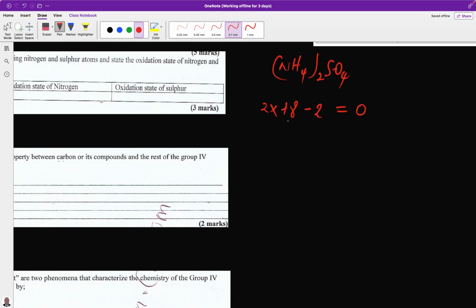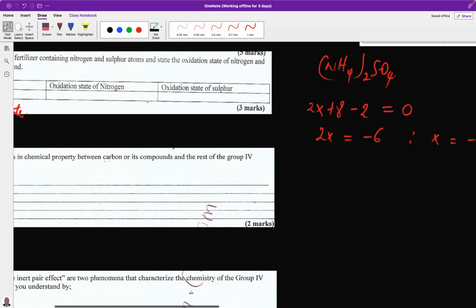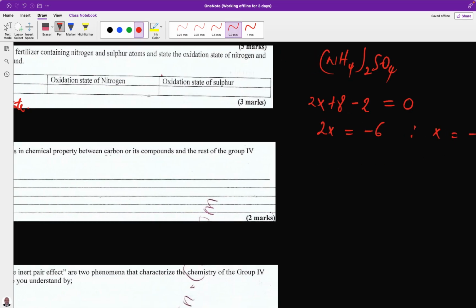Now, if we want to find x, it will be 2x plus 8 minus 2 equals 0, which is 2x equals -6. Therefore, x will be equal to what? x will be equal to -3. So nitrogen here will be -3 in this compound. Nitrogen will be equal to -3.